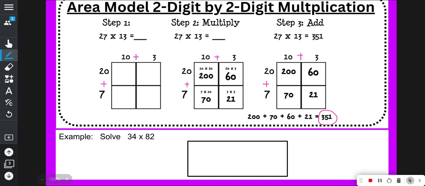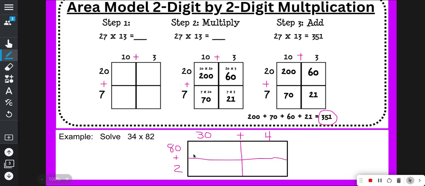Let's try an example. All right, step 1, we expand our problem out. So we get 34 is 30 plus 4. And where I saw the plus sign, I'm going to draw a line. And my other one is going to be 80 plus 2. And again, a plus sign, so I'm going to draw my line across.